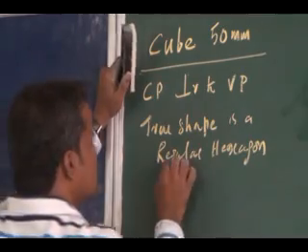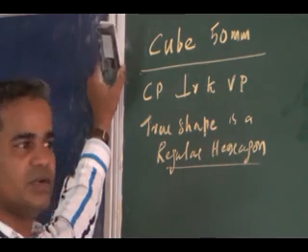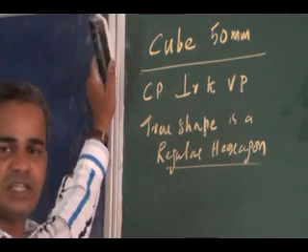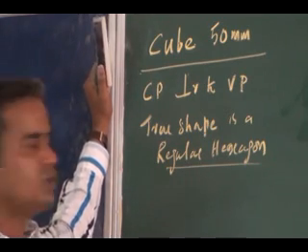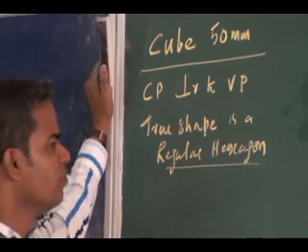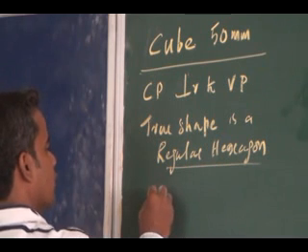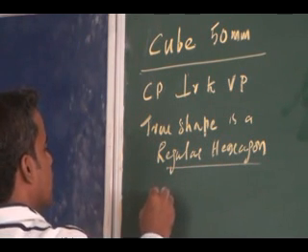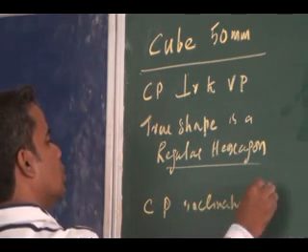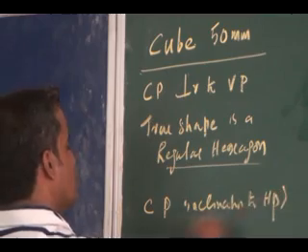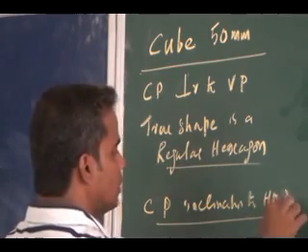The true shape of section is a regular hexagon. Full stop. Draw the front view, sectional top view, and the true shape of section. Also find the inclination of the cutting plane with respect to the HP. So find the cutting plane inclination to HP. This you have to find out and you have to write the inclination.